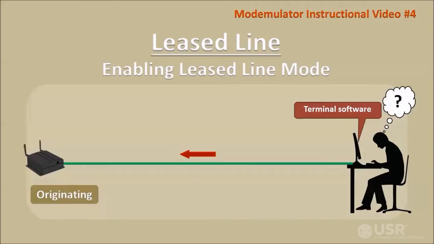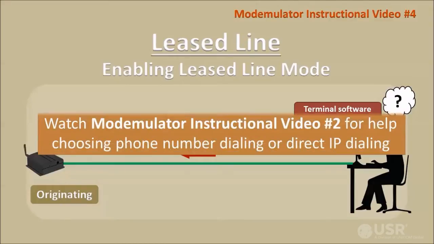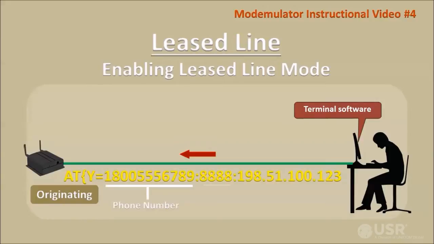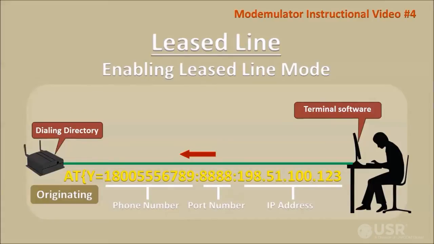Now, decide if the originating modemulator will auto-dial the simulated phone number or the IP address of the answering modemulator. For help choosing a dialing method, watch the Modemulator Instructional video number 2 on YouTube. If the modemulator will dial a simulated phone number, use the brace Y command to put the phone number, port number, and IP address of the answering modemulator into the dialing directory of the originating modemulator.